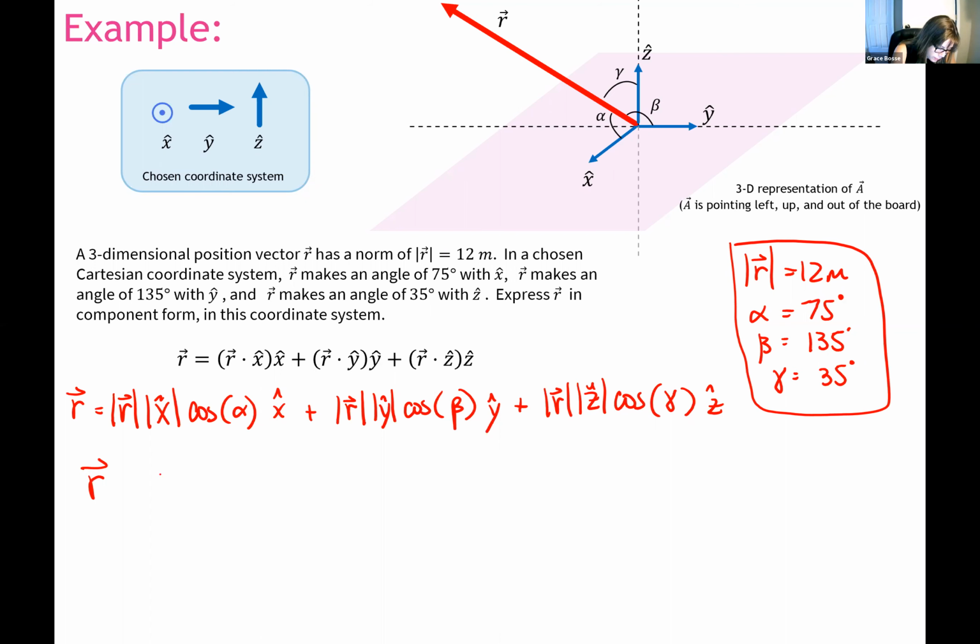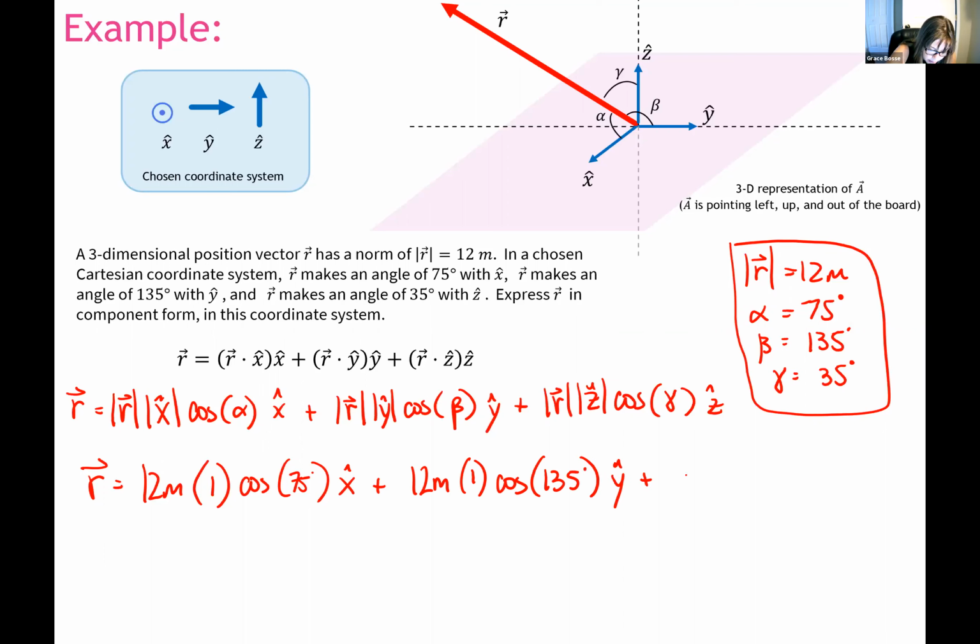So vector R is going to be 12 meters times the number 1, because the norm of a unit vector is the number 1, times the cosine of 75 degrees. All of that times x hat. Now adding plus, again, the norm of vector R is 12 meters, times the norm of a unit vector, the number 1, times the cosine of 135. All of that times y hat. And now again, the norm of vector R is 12, times the norm of a unit vector, the number 1, times the cosine of gamma, which was 35, and all of that times z hat.